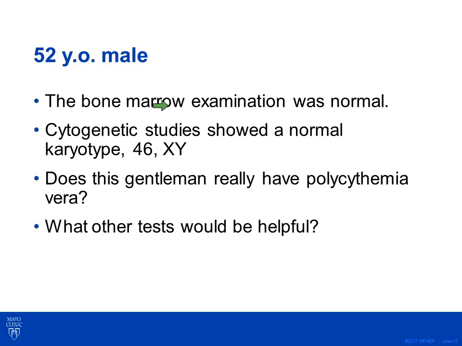So in sum, this bone marrow was entirely normal. Chromosome studies that were done on this showed a normal 46XY karyotype. So the question to be asked is, does this gentleman really have polycythemia vera? And if not, what tests would be helpful to discover what he does have?